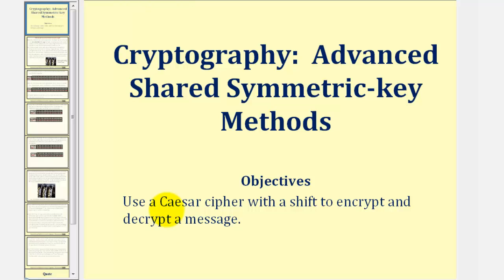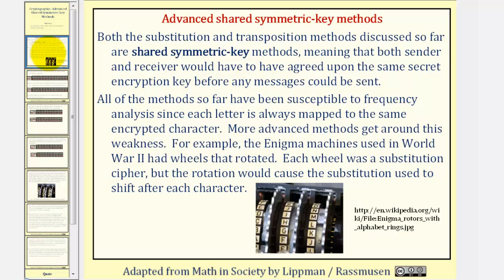Welcome to a lesson on how to use a Caesar cipher with a shift to encrypt and decrypt a message. Both the substitution and transposition methods discussed so far are shared symmetric key methods, meaning that both sender and receiver would have to have agreed upon the same secret encryption key before any messages could be sent.